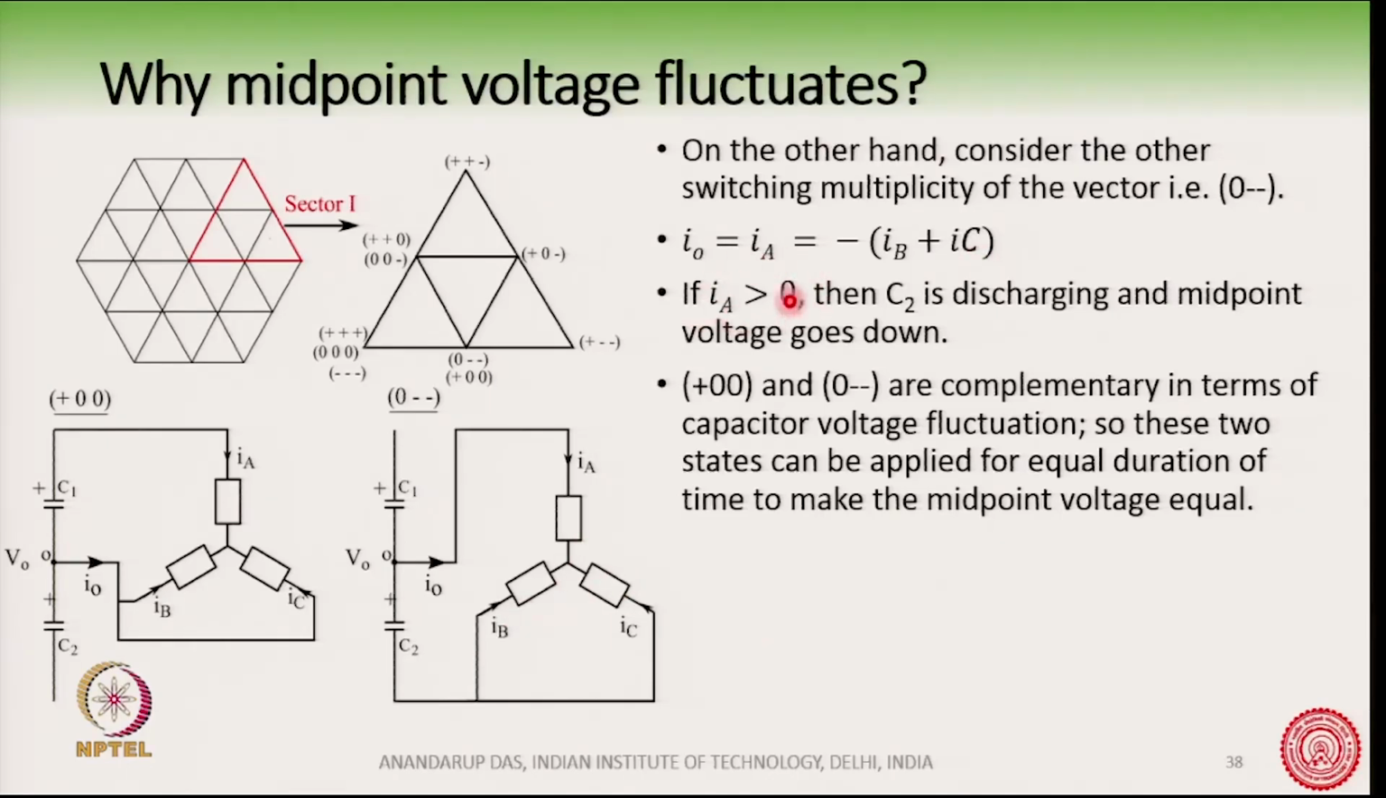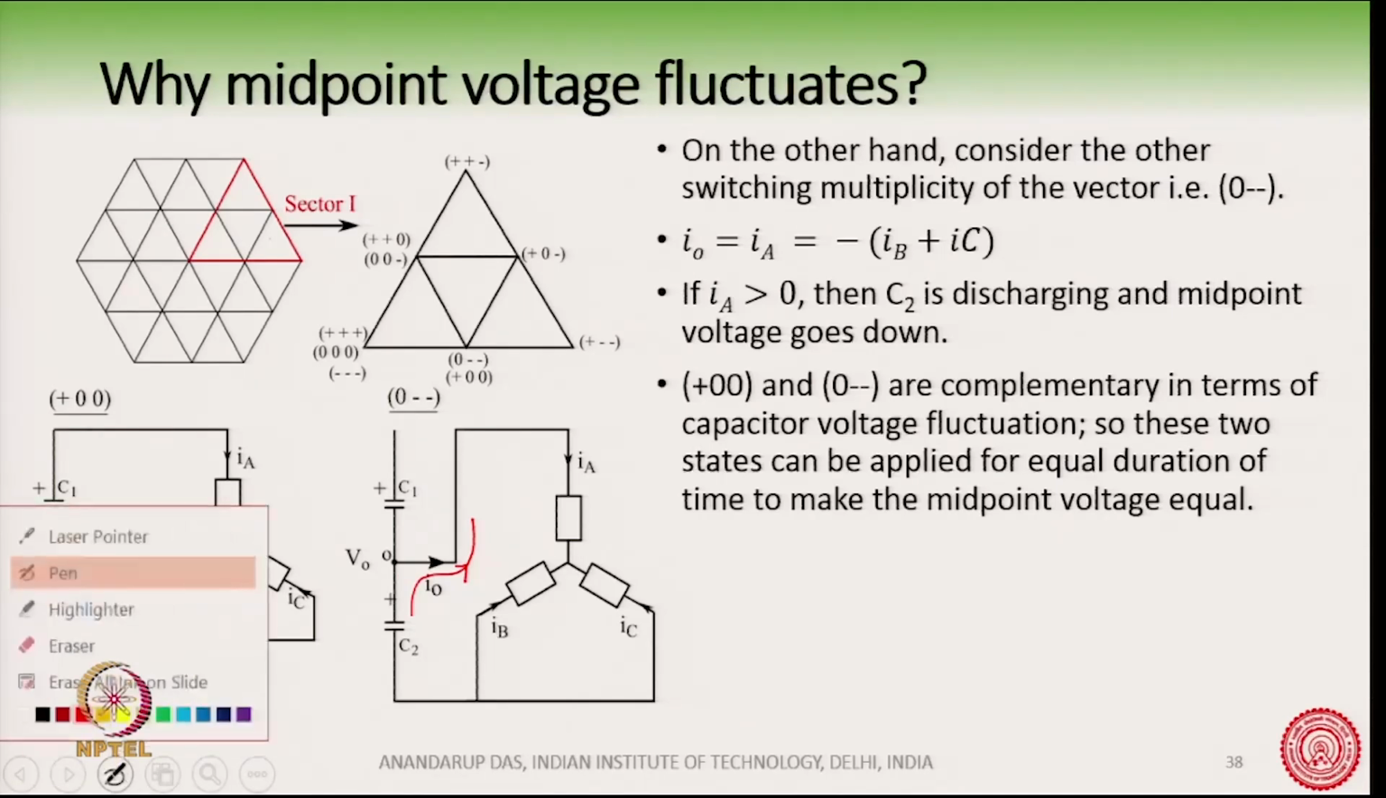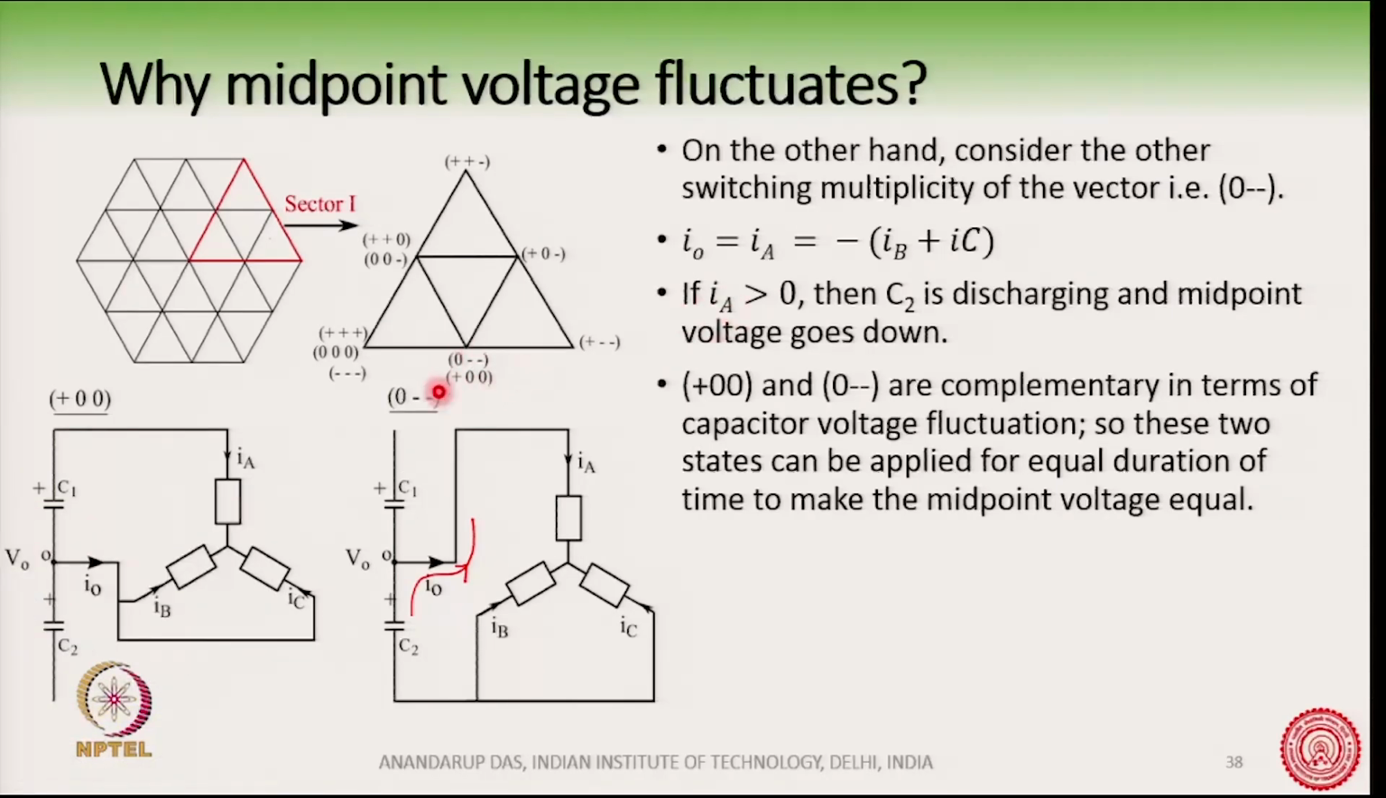Now, if I a is greater than 0, same case as before, then what is happening? C 2 is discharging. So, if I a is greater than 0, the current is flowing like this, and hence C 2 is discharging, and therefore, midpoint voltage will go down, assuming the total DC bus voltage is constant.